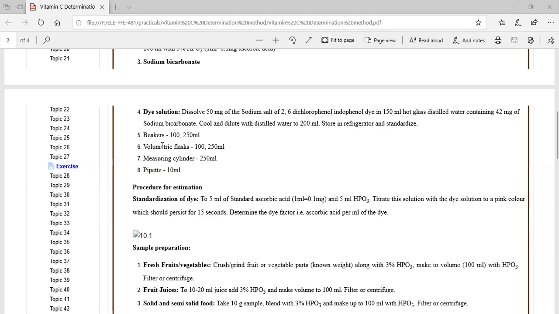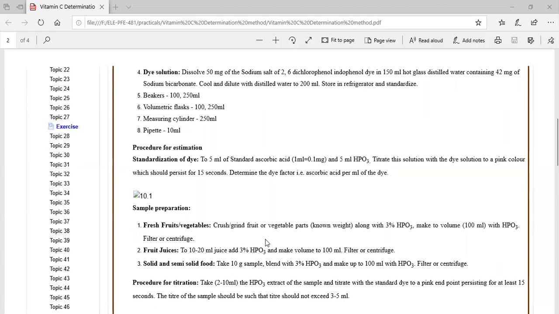Then beakers. You have to take about 100 ml to 250 ml beakers for the experiment, and volumetric flasks also of the same volumes, 100 and 250 ml, and a measuring cylinder of 250 ml. Also a pipette is required for taking samples, of 10 ml. Then we will see the procedure for estimation of this content.